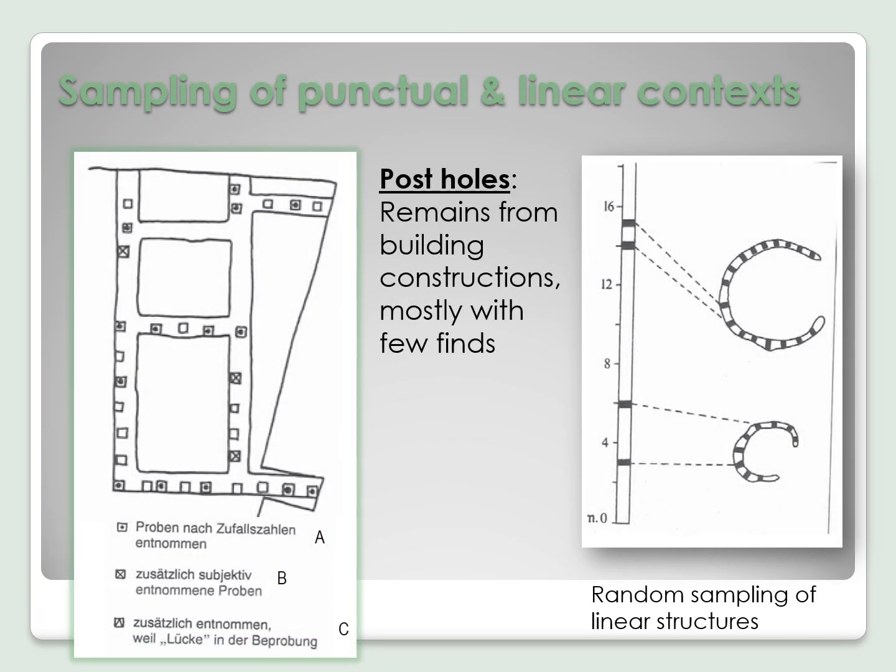In the left picture, you see an example of a combined random and judgmental sampling. There were only post holes visible. Roughly 30% of the post holes were randomly sampled. Additional judgmental samples were taken to also consider contexts that contained plant remains visible by eye. To avoid gaps, further samples may be taken.